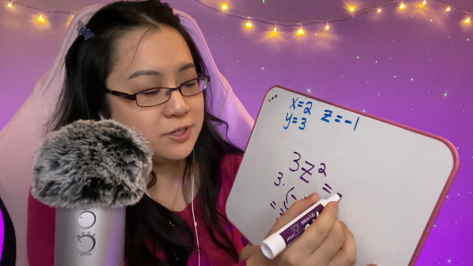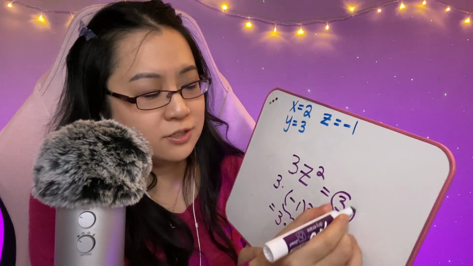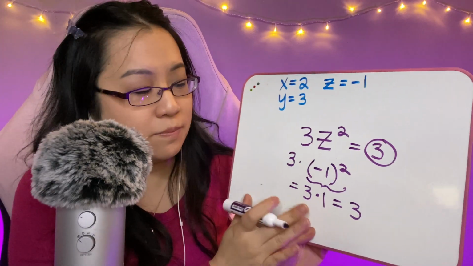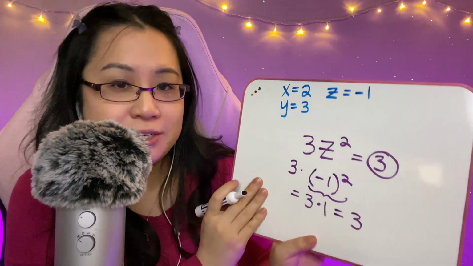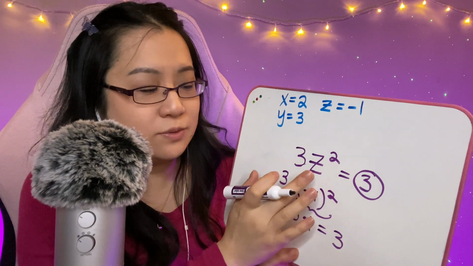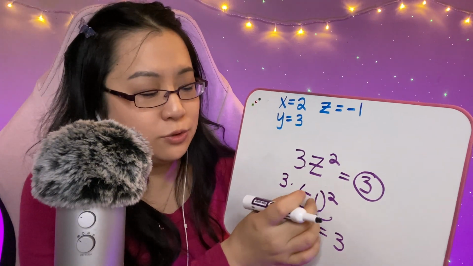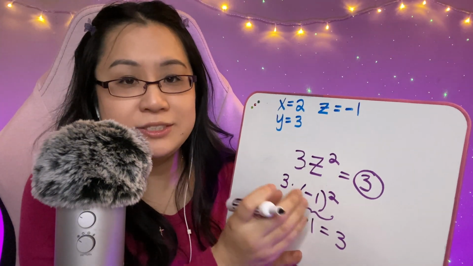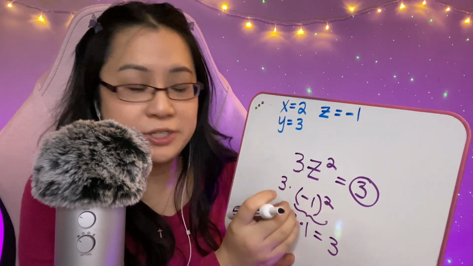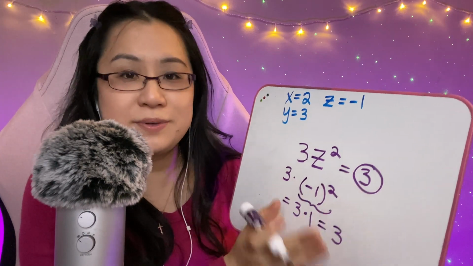So let me know if you want to go back through this at all, but hopefully this is making it very clear for you. When in doubt, just put in the parentheses to emphasize that that is z. Keep it in its own unit, and then you square that, okay?